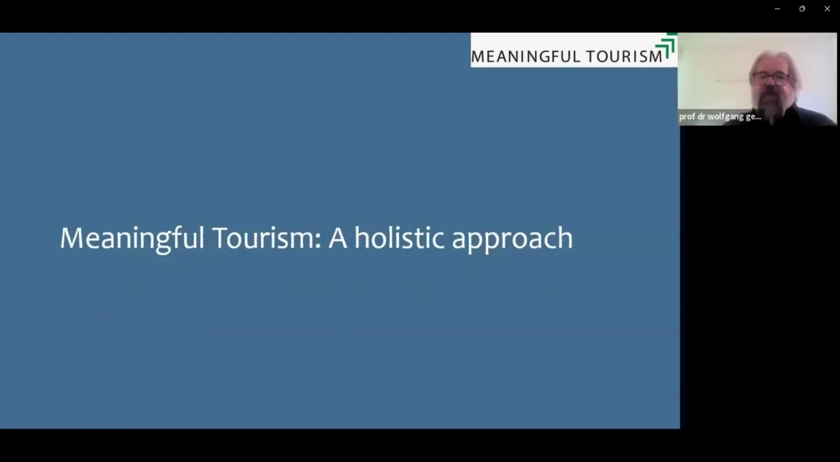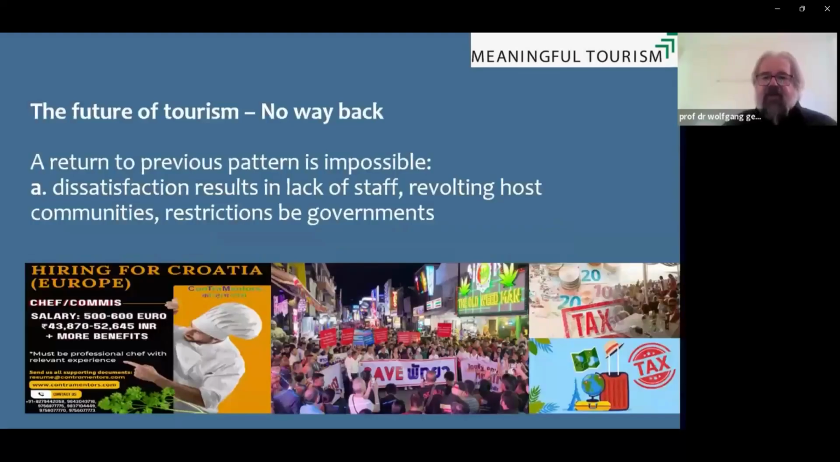So let's dip a bit deeper into meaningful tourism as a holistic approach. And clearly, after the pandemic, some people are saying, oh, let's go back to the good old times, which are not so good after all, as we remember. And the return is not possible. So we cannot go to where we were before. And there are four main reasons for that.